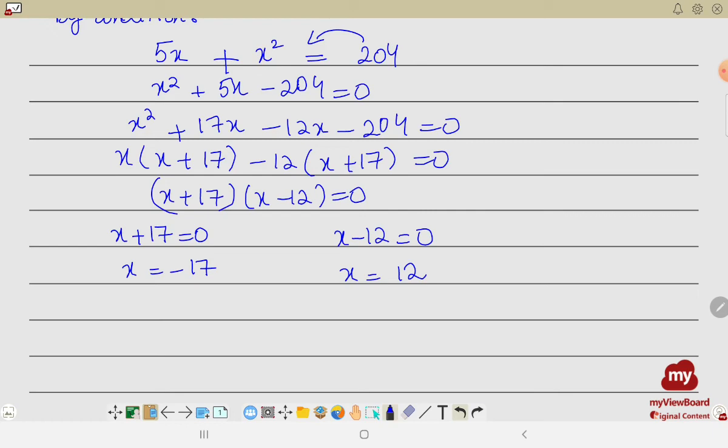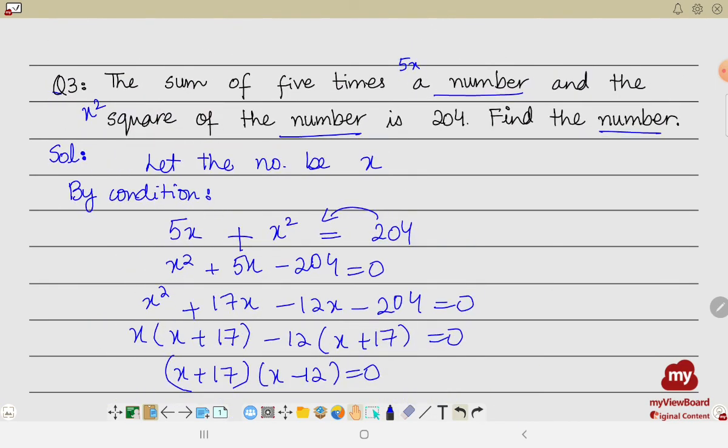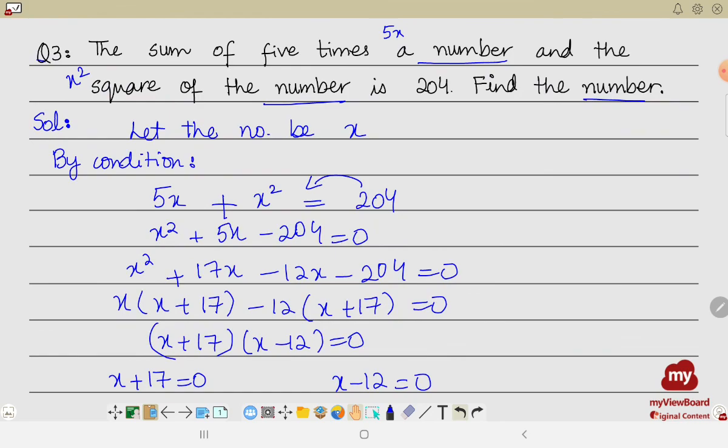So these are the numbers that we have supposed. So the number, therefore, is 12 and minus 17. Since they have not mentioned whether it is positive or negative, we are going to take the two answers. Okay.